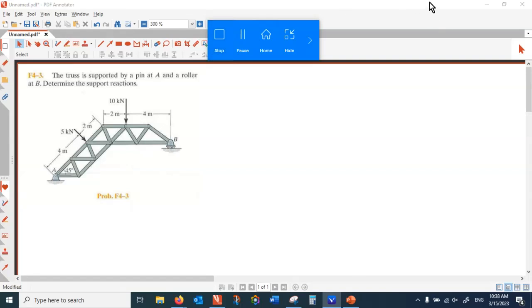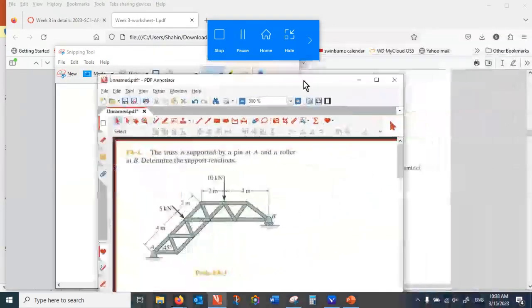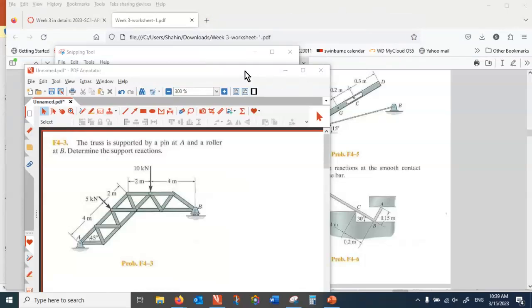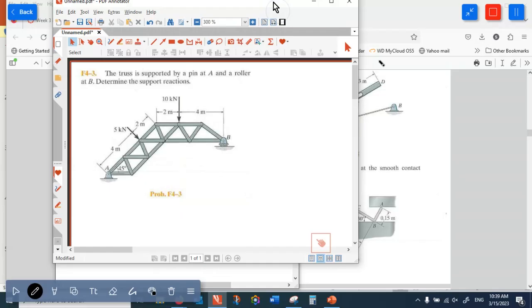This little toolbar is taking my access to the tools. All right, it's better now, hopefully. Not yet.